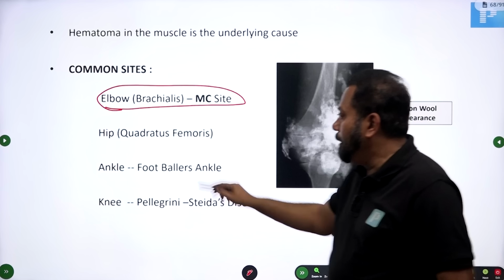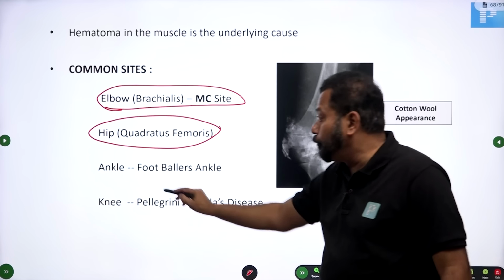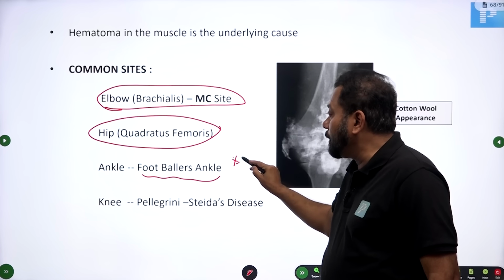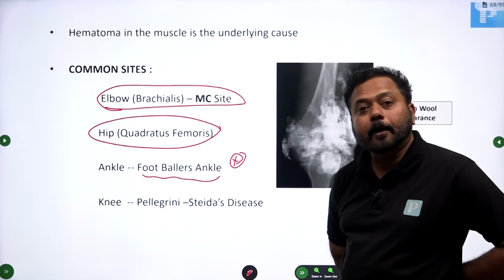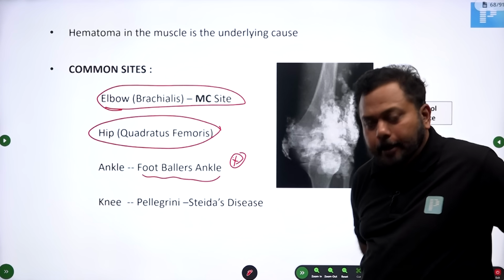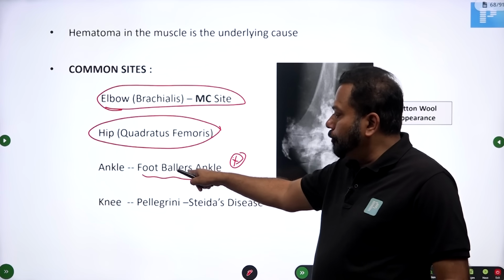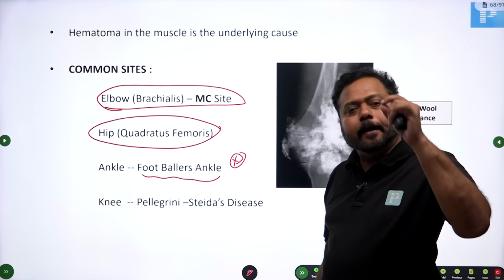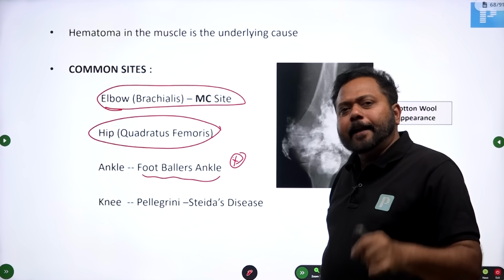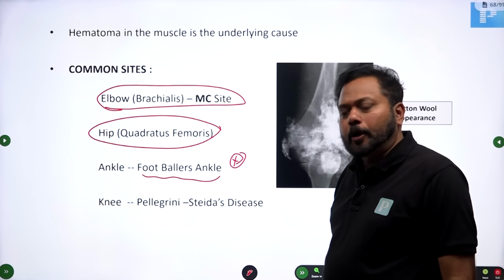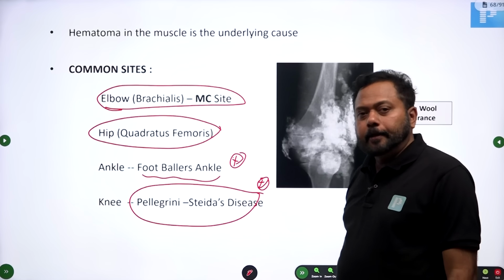Second site is hip. There, quadratus femoris muscle. Asked question: ankle, it's called footballer's ankle. So far unasked question. What is footballer's ankle? Myositis ossificans happening around the ankle joint. Footballers, repeated trauma by kicking the ball, medial aspect, no? So it's called footballer's ankle. Very rarely it can happen around the knee joint, and that's called Pellegrini-Stieda disease. So far unasked in any of the Indian entrances.